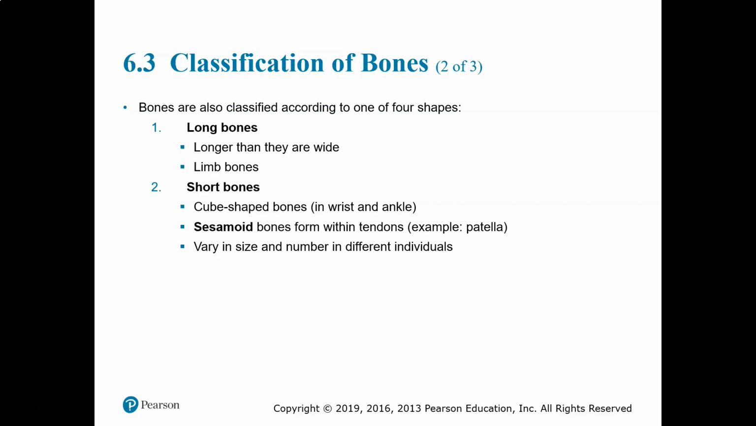Okay, and then section 6.3, the way that we classify bones based on their shape is they are either long bones, that means they're longer than they are wide, and your limb bones, your arm and leg bones, are good examples of long bones. Short bones are fairly cube-shaped, and they're your wrist bones or carpals and your ankle bones or tarsals. And then sesamoid bones form within tendons. The patella of the knee is a great example of a sesamoid bone because it is formed within the quadriceps tendon.